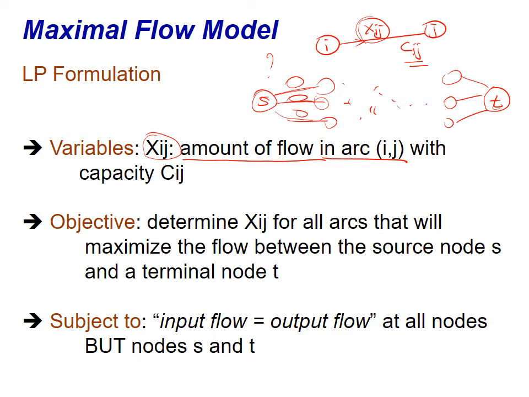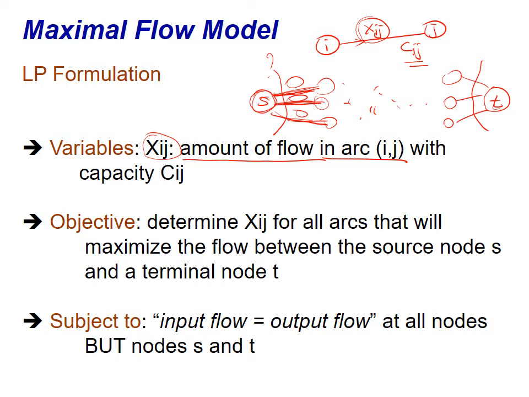We consider all the arcs that are outgoing from the source. If we add up the amount of flow outgoing from the source to all others, this will be the amount of flow that is reaching the termination node also. We want to maximize this amount, and this is our objective.